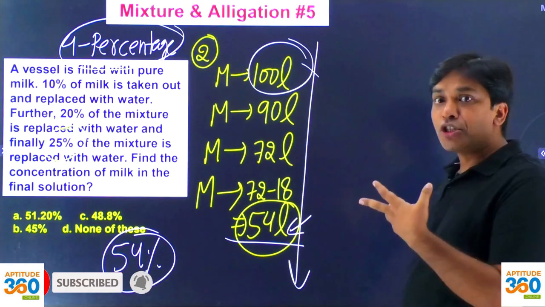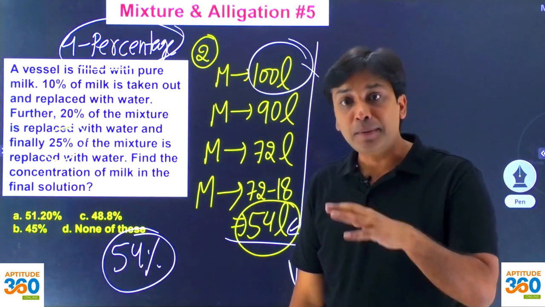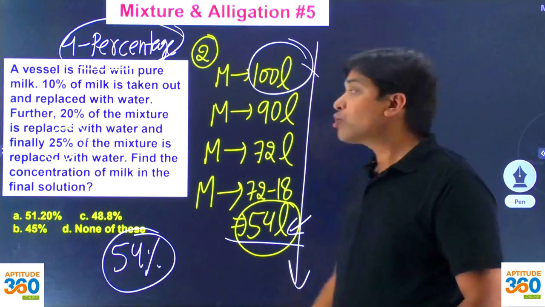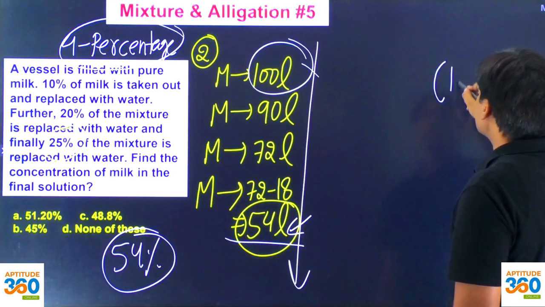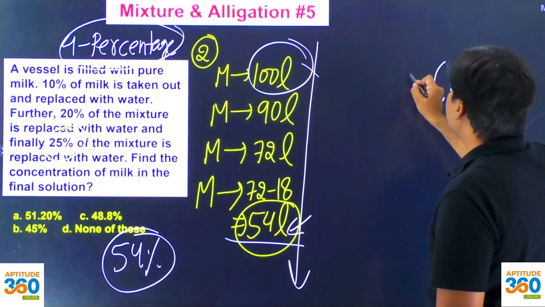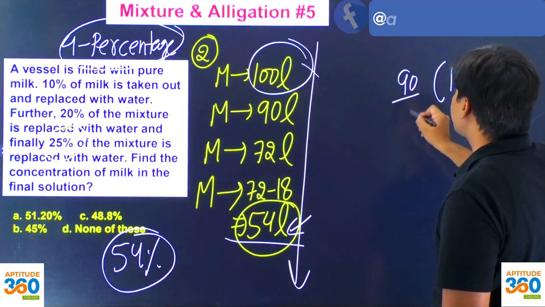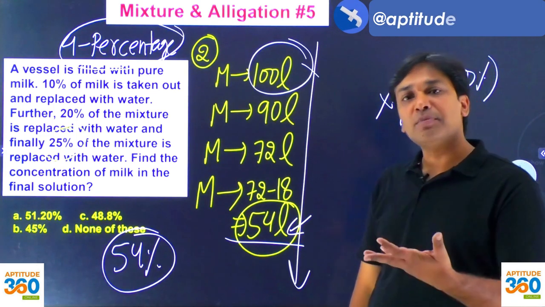out. If 10% of milk is gone, what is that you're left with? You're left with 90% of milk, bhai. यही तो सिंपल सी बात है. So the next concentration is 90%. And what is 90%? Can you say that 90% can be written as what? 90/100. Did you understand why I am saying 90%?